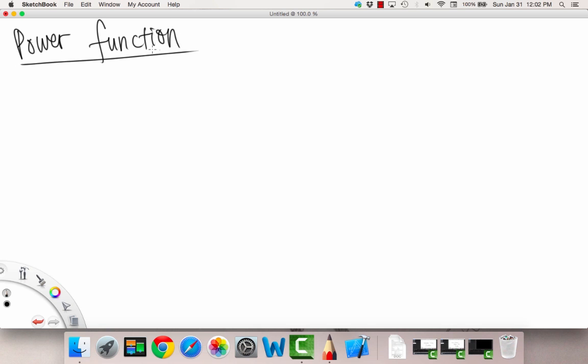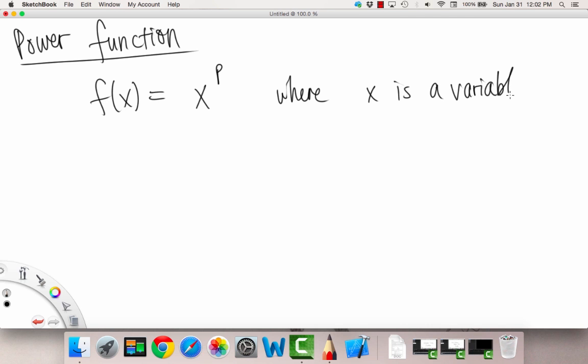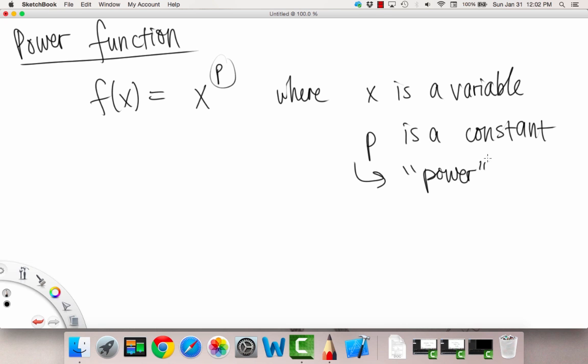So what is a power function? It has the following form: f of x, or g of x, or whatever function name it is, equal to x to the p, where x is our variable. You could just as well have t to the p or something like that, and p is a constant. Its specific name, because it's up there as an exponent, is your power, hence the name power function.